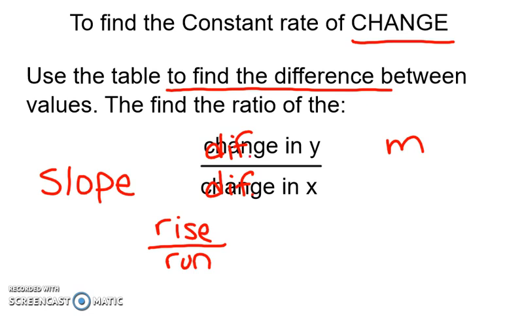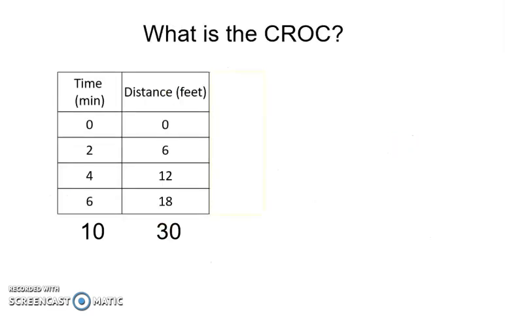So there are a lot of different names for the constant rate of change, and we abbreviate it with CROC. But it is the ratio of the difference in y over the difference in x, or the change in y over the change in x. So let's look at how we find that.